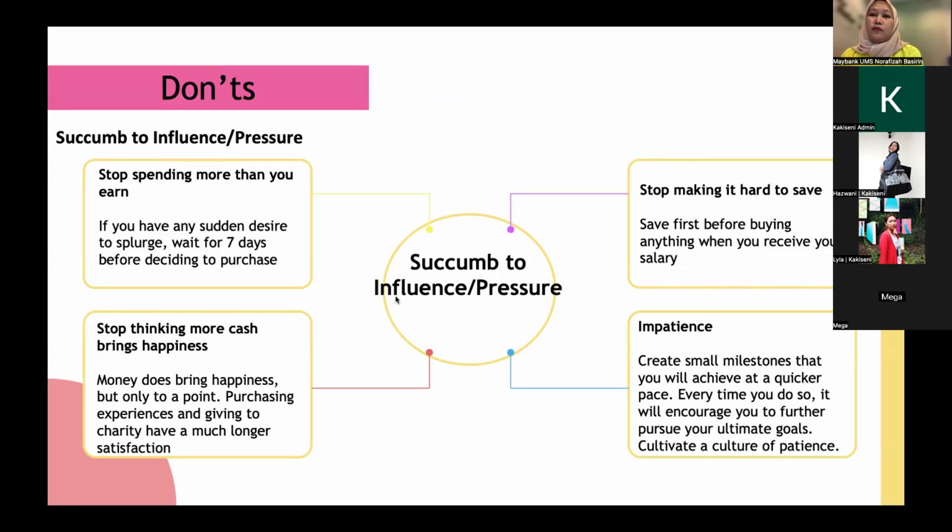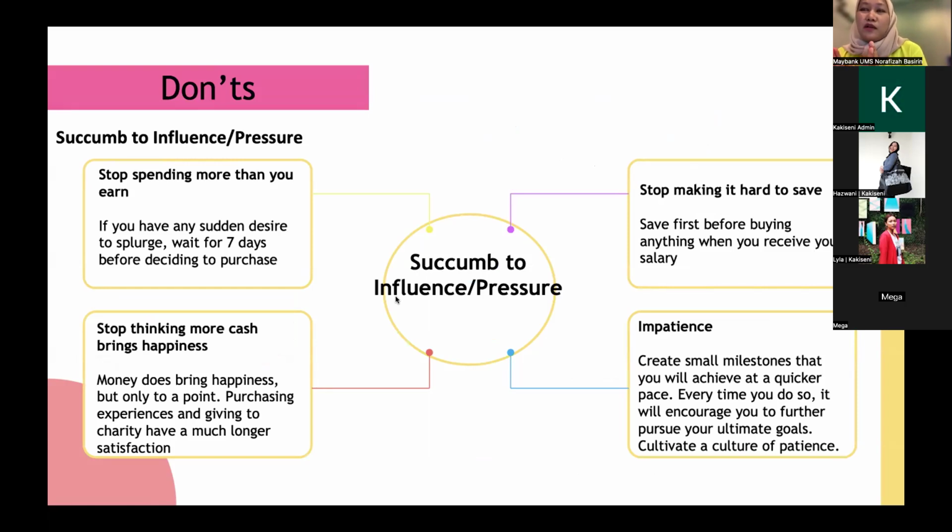Okay, now we move to the don'ts. Firstly, do not succumb to influence or pressure. I understand that every day we are engaging with other people, and it involves interaction. And with interaction, it comes with influence and pressure, and this influence and pressure are coming from our peers.